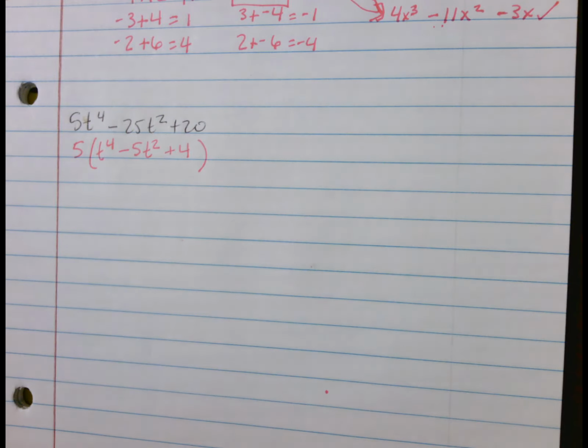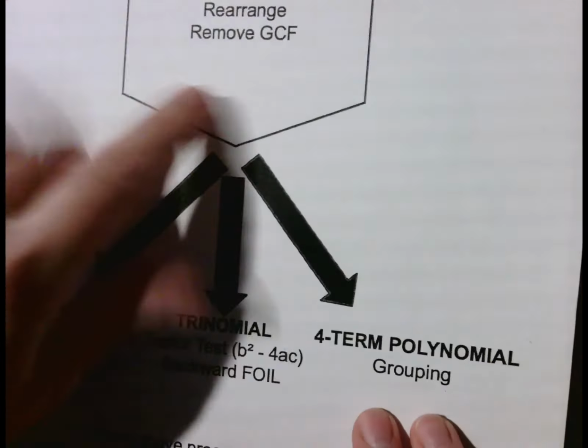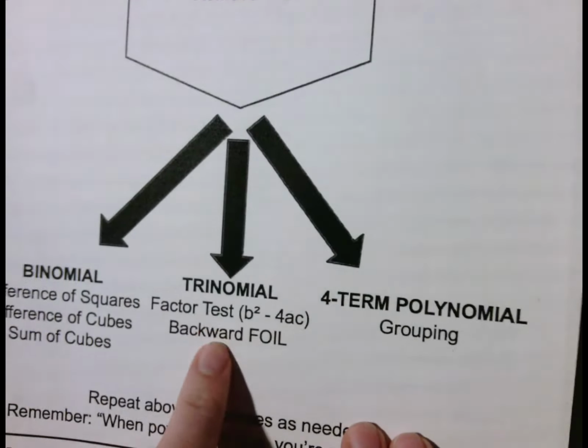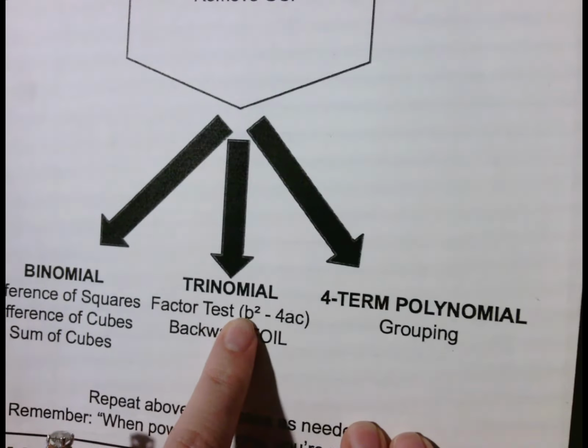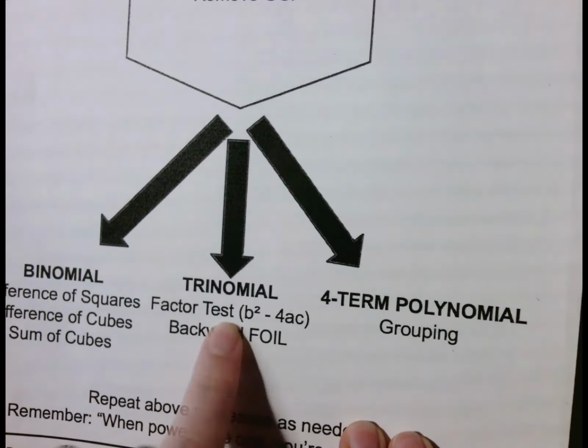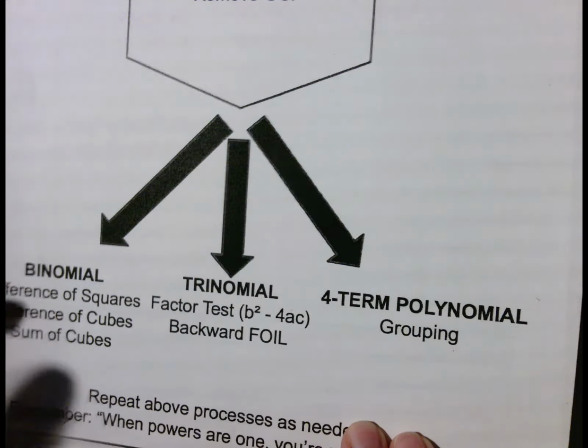Once we've removed our greatest common factor, we travel down to trinomial. We're going to do a factor test to see if it can be factored. If it can, we'll do backwards FOIL. If it can't, then we will call it prime.